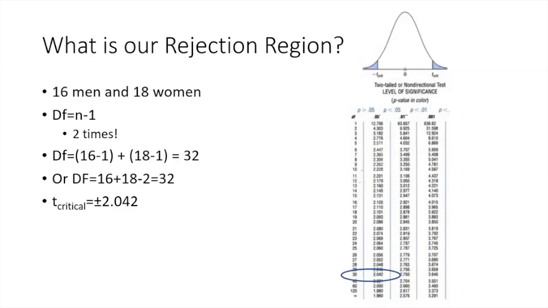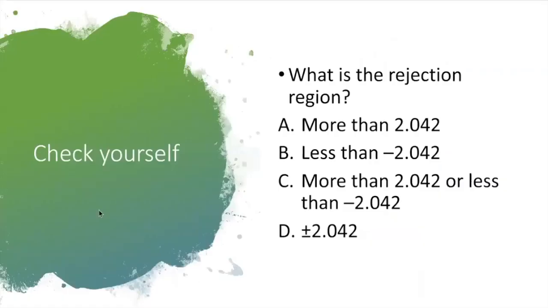So now let's ask what the rejection region is. Do we define the rejection region as more than 2.042? Is it less than negative 2.042? Is it more than 2.042 or less than negative 2.042, so we put them together? Or is the rejection region plus or minus 2.042? So I'll give you a minute to think about it and pause if you really need to debate. Don't wait for me to give you the answer. I would love for you to come up with it on your own.